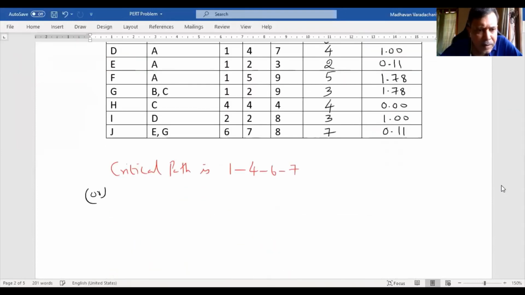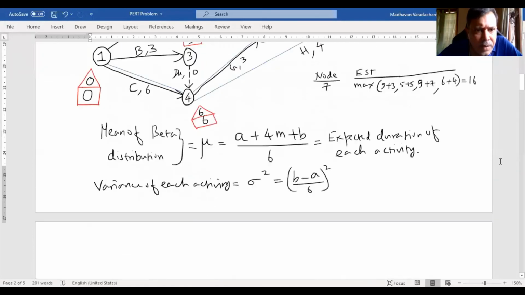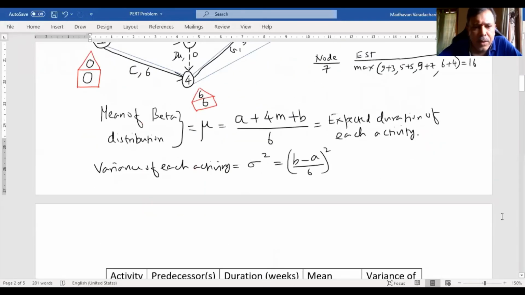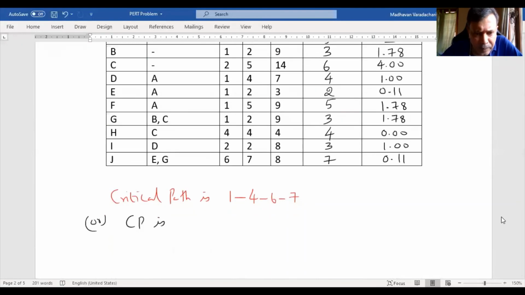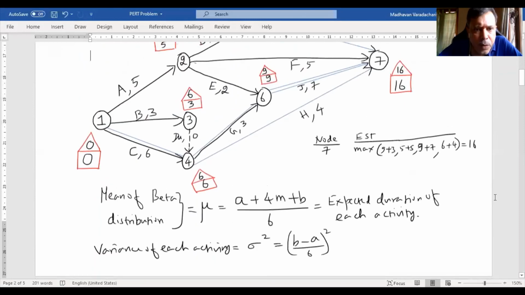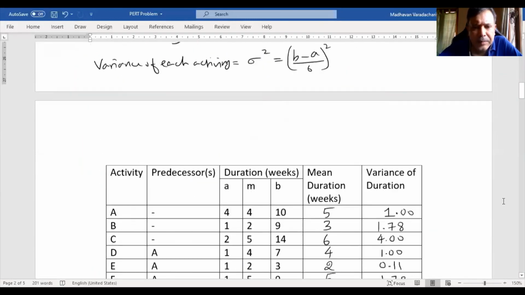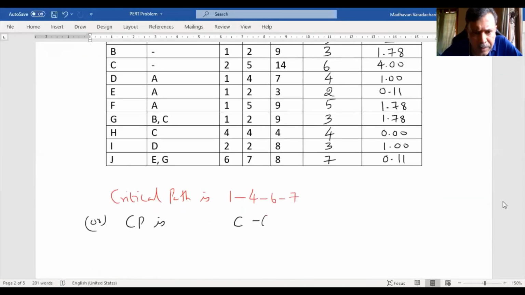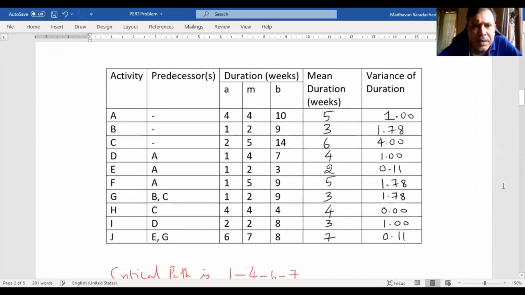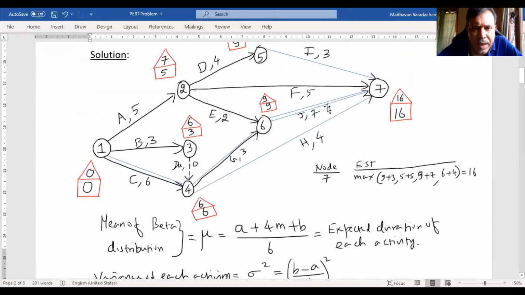So the critical path: what is 1 to 4 we had seen? 1 to 4 is activity C. So I simply write C, then what is 4 to 6? 4 to 6 is activity G. Okay. What is 6 to 7? 6 to 7 is activity J.